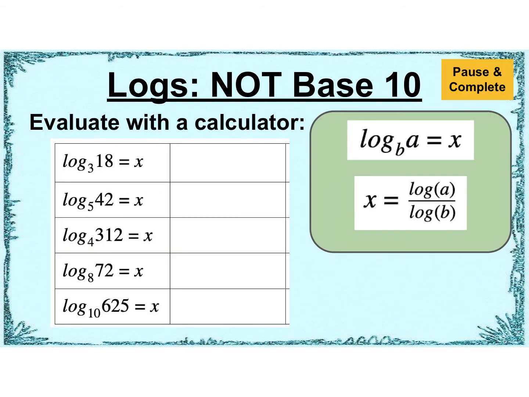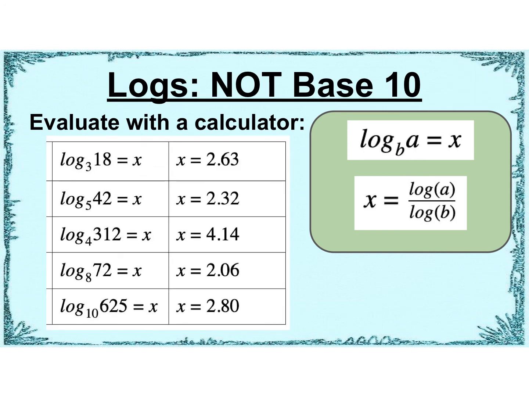So on my first example, I have log base 3 of 18. So on my calculator, I'm going to do log 18 divided by log 3. And it should come out to be 2.63. Pause and try the others, making sure you can get it in the right order. Here are your answers.